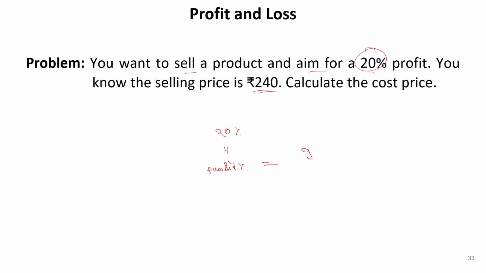This is equal to gain into 100 divided by cost price, that is CP. So this implies that 20 is equal to gain is what? We don't know the gain, right? But we know the selling price. Selling price is equal to CP plus gain. So this implies that gain is equal to selling price minus CP.